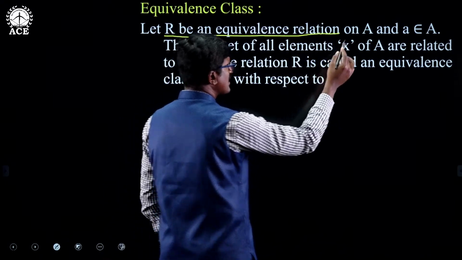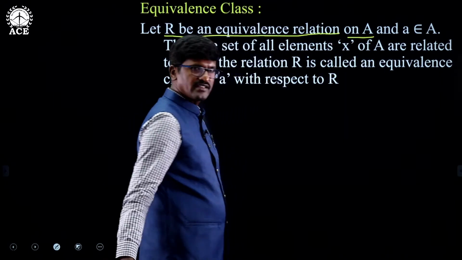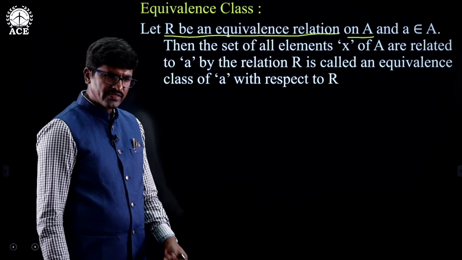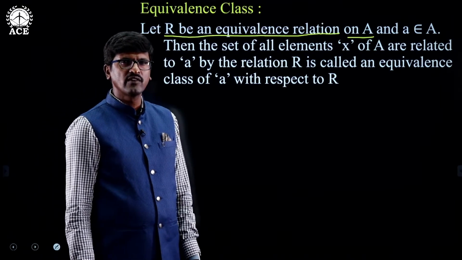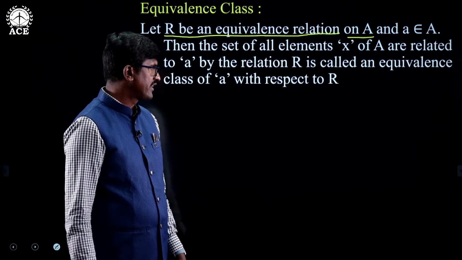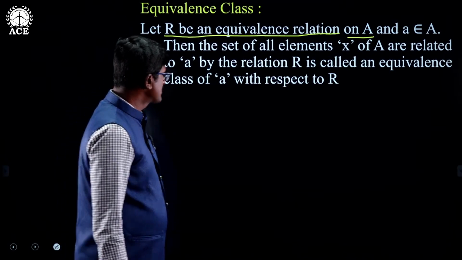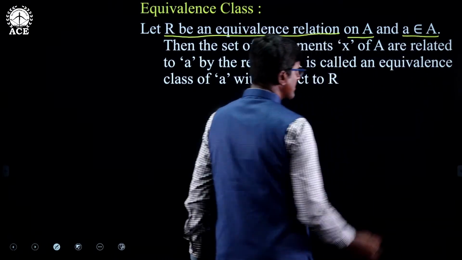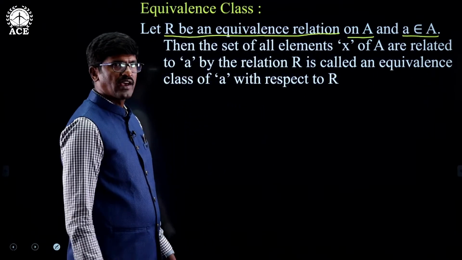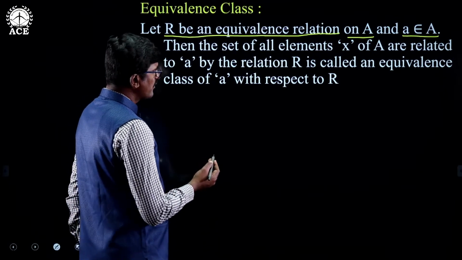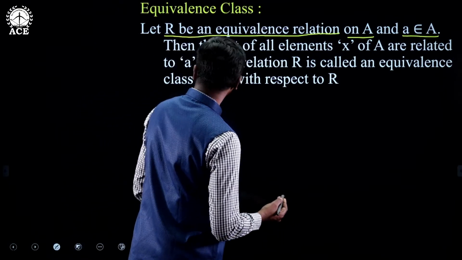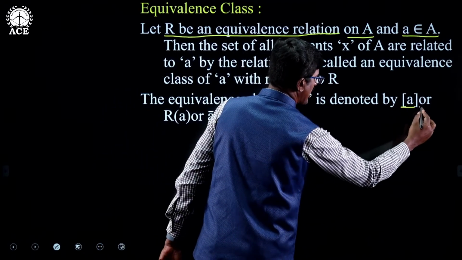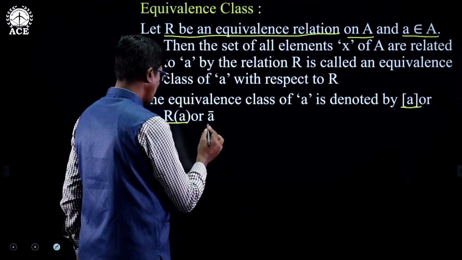R is an equivalence relation on the set A. If R is an equivalence relation, then only we can define the equivalence class for the elements of A. So let R be the equivalence relation on A, and I am taking one element in the set A. Then I am going to define what is the equivalence class of A. The equivalence class of A is denoted like this, or R of A, or A bar.